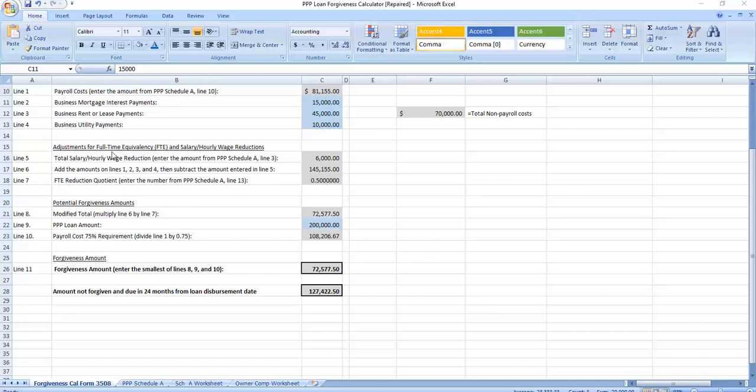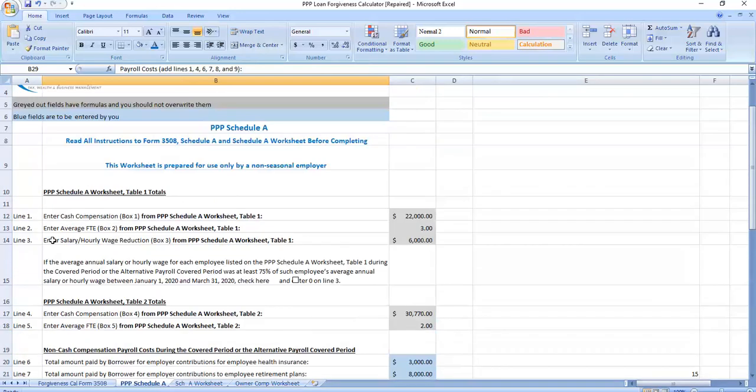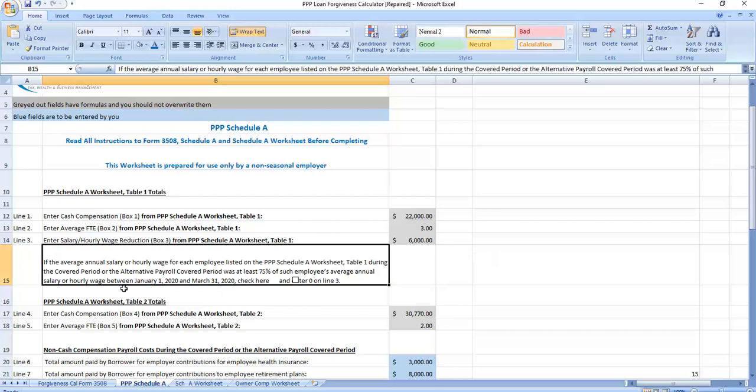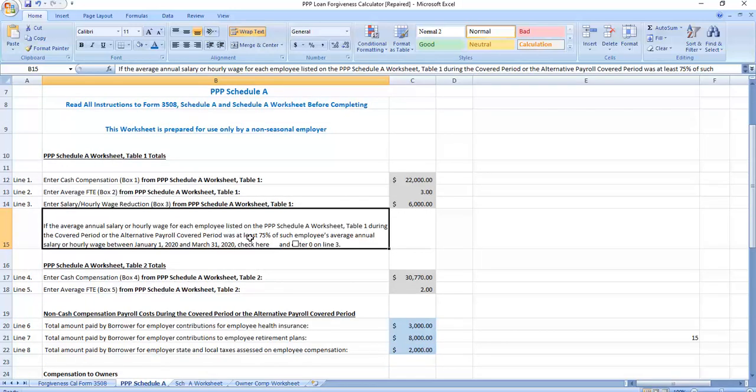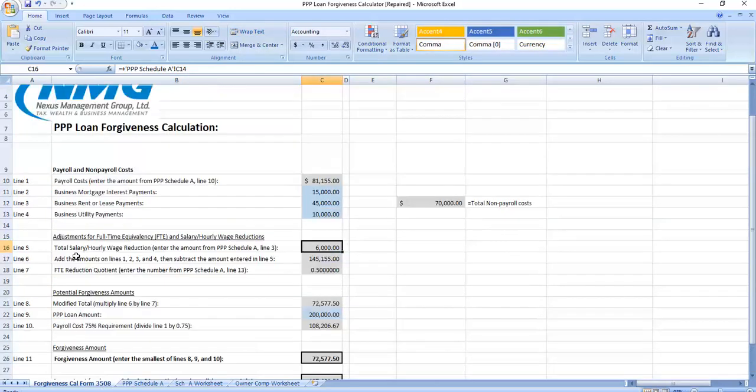So let's look at the adjustments from full-time equivalency or salary hourly wage reductions. This is the total salary hourly wage reduction, and this is coming from Schedule A, line 3. Remember, we had this safe harbor exception here. If it does not exceed the 25% reduction, then it would be 0. So if it was 0, then it would be 0 here as well.